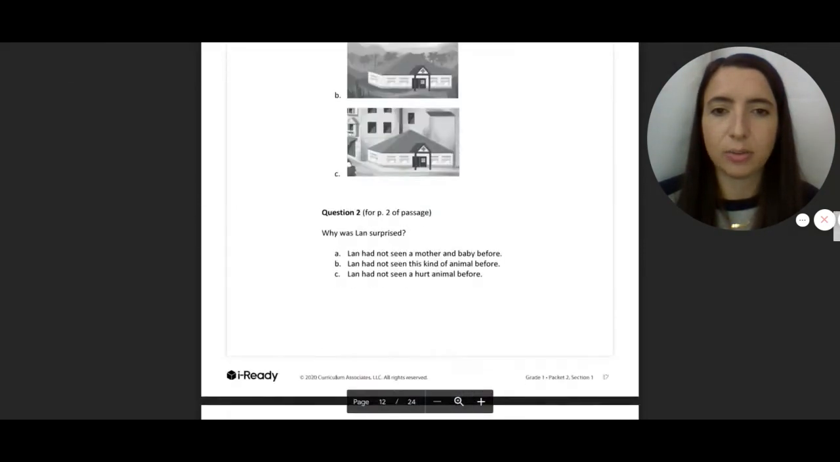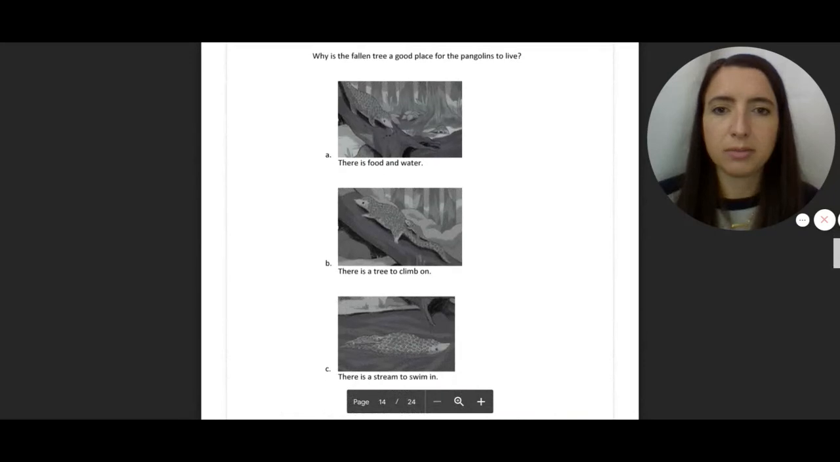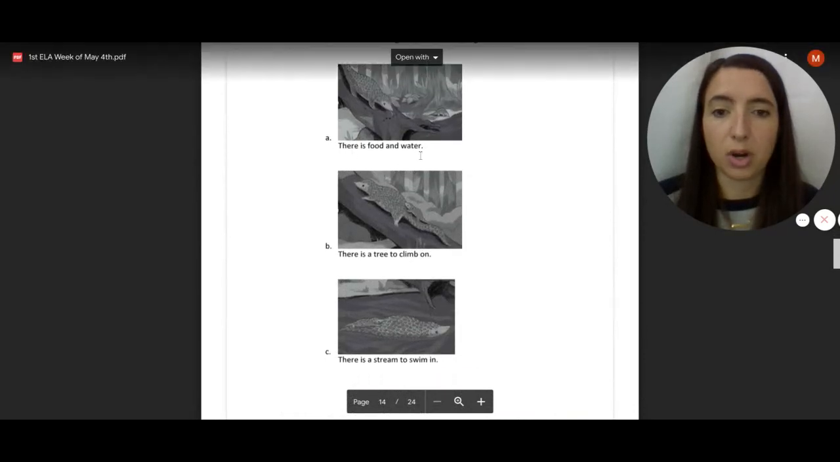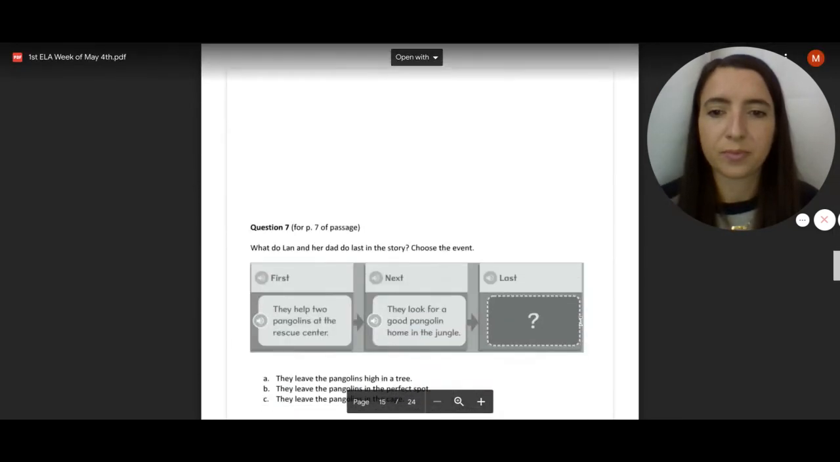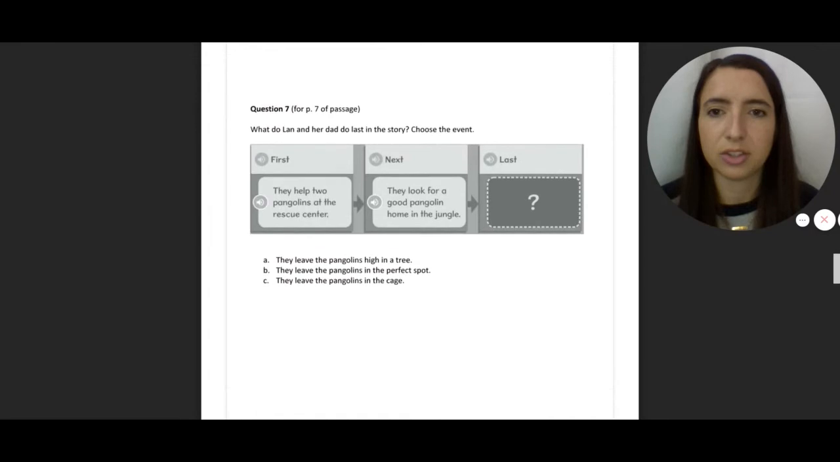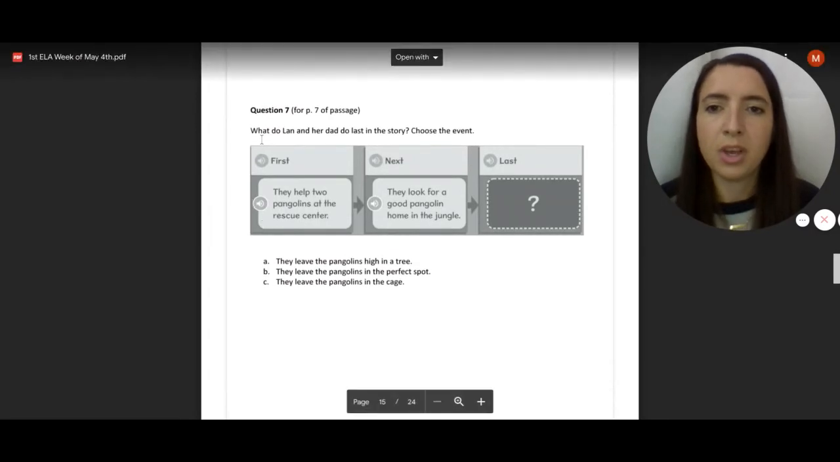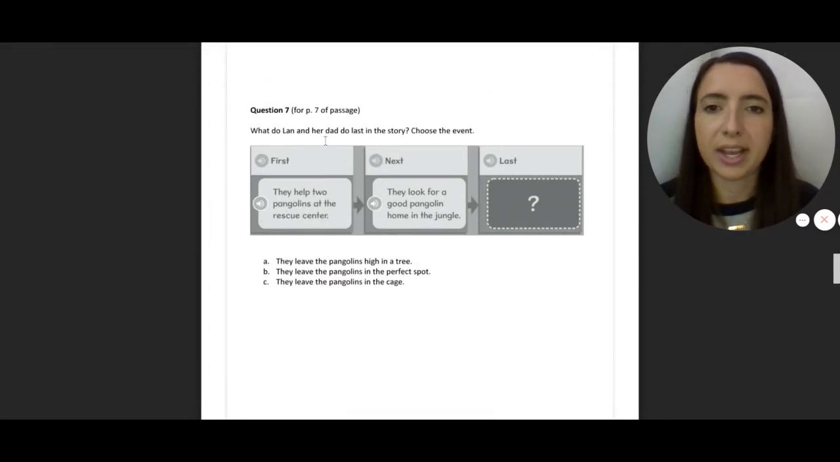So let's go back and look again. Why was the fallen tree so great? There's food and water. There's a tree to climb on, or there's a stream to swim in. Okay, our very last question. You guys have done so good. Question 7. What do Lan and her dad do last in the story? So at the very end, what do they do last?